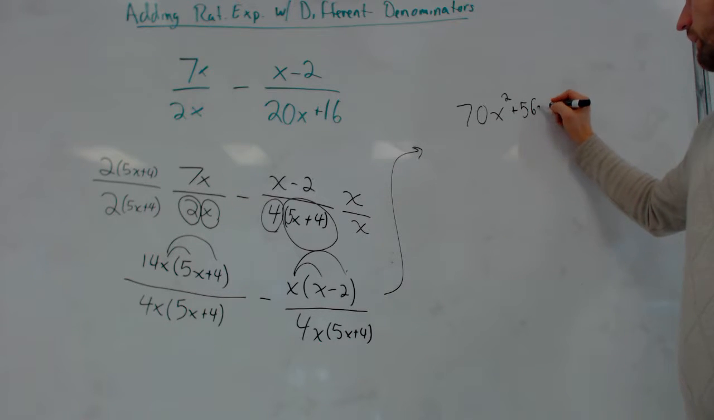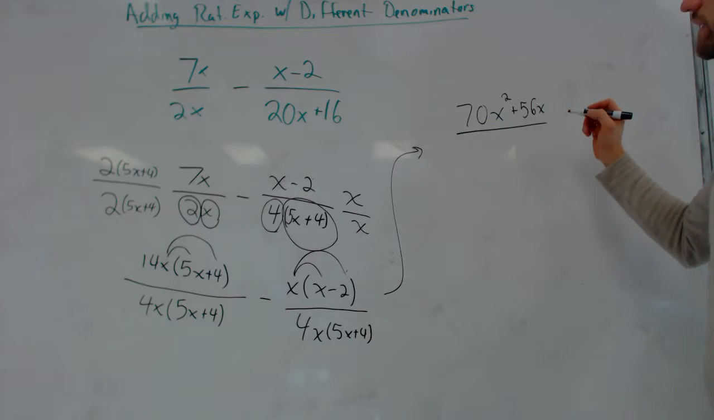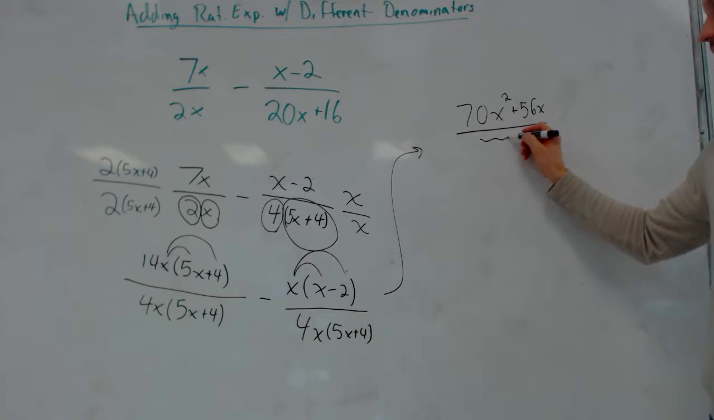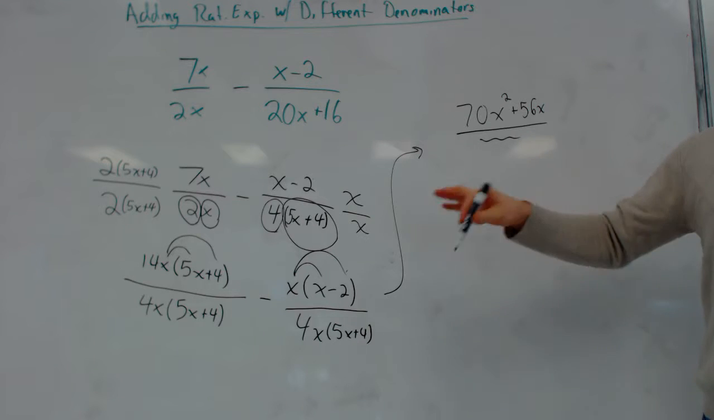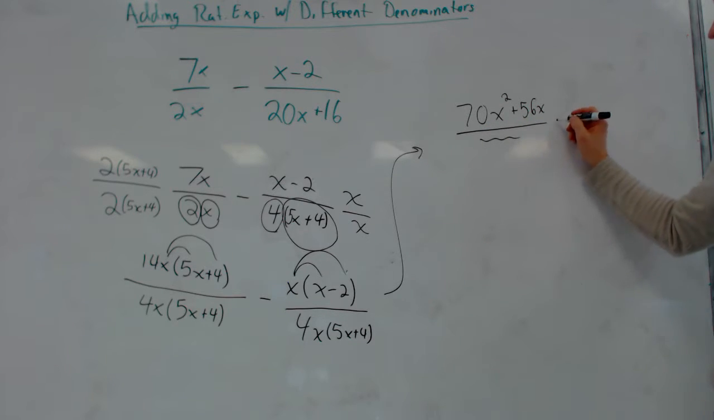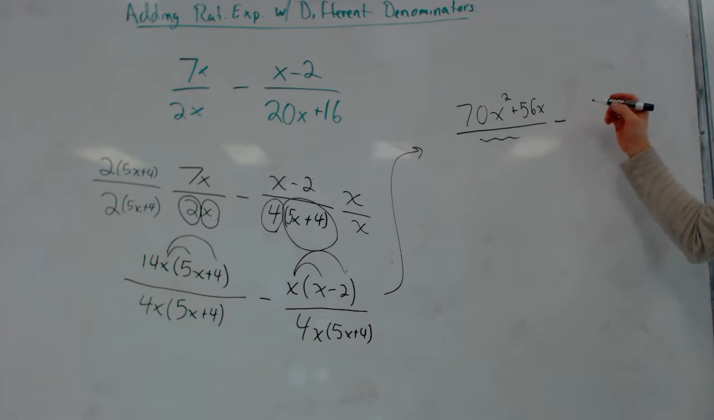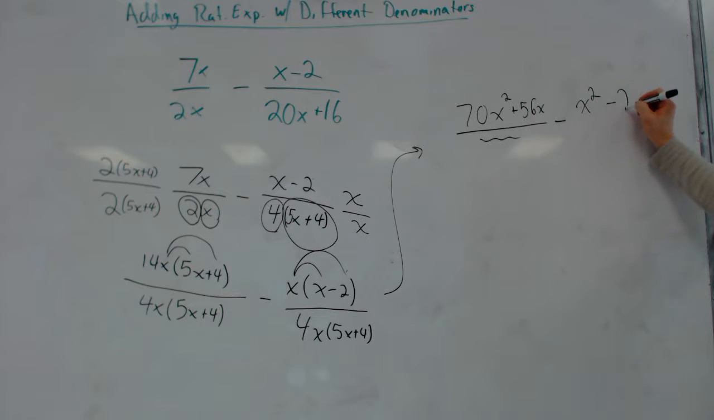Minus. And this is where I would probably just not write a denominator. I know it's the same denominator. I'm not worried about rewriting it every time. Minus, and then the other one is x squared minus 2x.